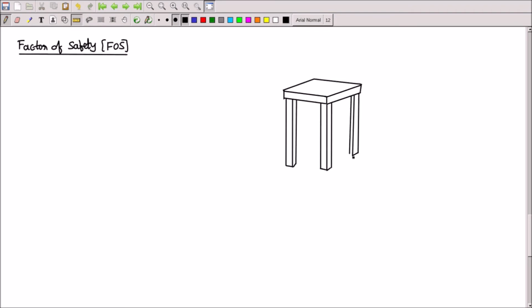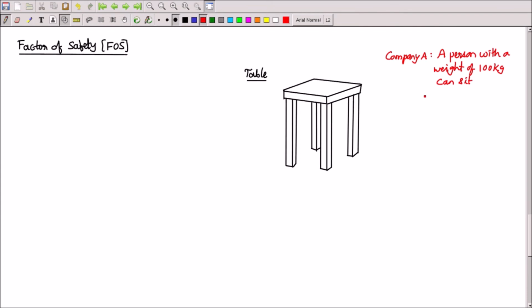He will give you a specification that a person with a weight of 100 kg can sit on this. This is a specification he gives. As a manufacturer, company A gives a specification that the maximum load the chair can take is 100 kg. Let us say while using it, you have loaded it at 110 kg. Do you think it is going to break?